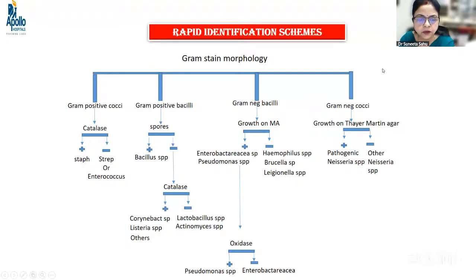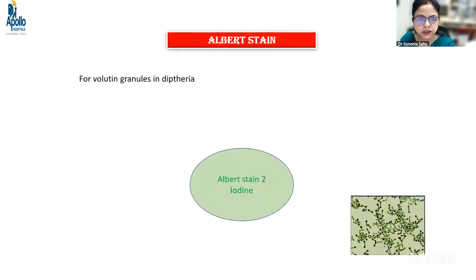Now, if this algorithm is present in the lab, it becomes easier for us when we do microscopy and look at the gram stain. When we get these types of gram stain reports, we can correlate according to the algorithm and go ahead with our identification.